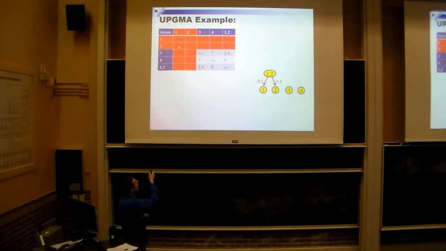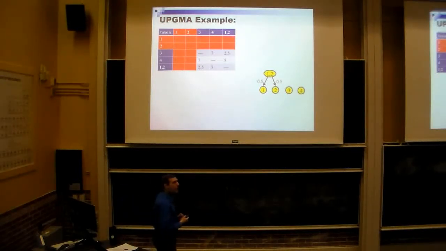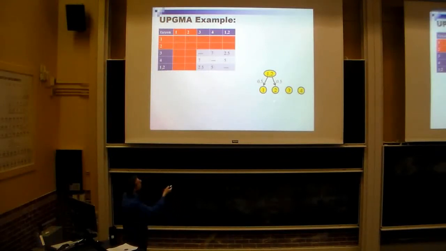The distance from 3 to 1 is 2, from 3 to 2 is 3. So we say the distance from 3 to this parent node is the average, 2.5. We likewise would say the distance from 4 to the parent is the average of the distance from 4 to 1 and 4 to 2. Those are both 5. So the distance from 4 to 1, 2 is 5. And we now have a tree that has 3 nodes. So node 3, node 4, and the 1, 2 parent node. And then we repeat the process.